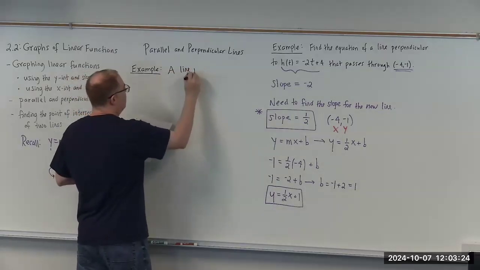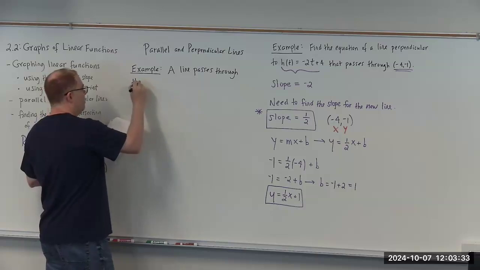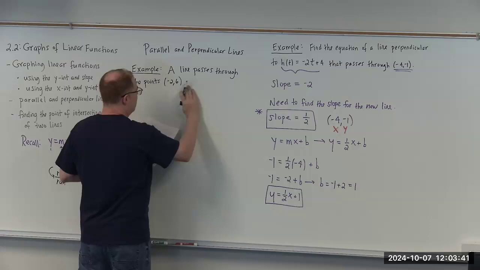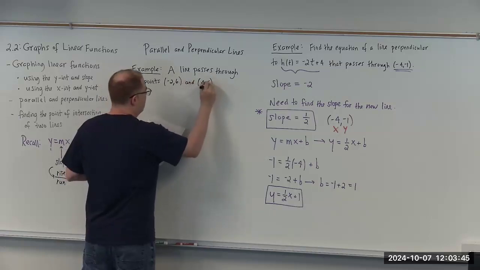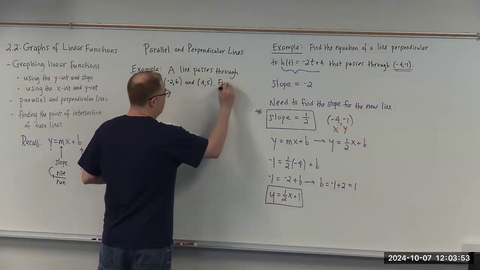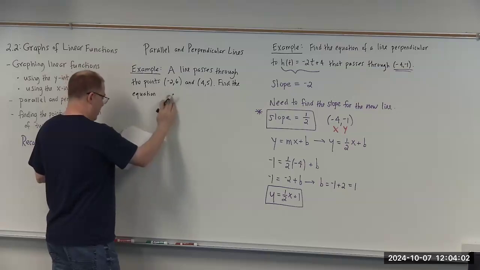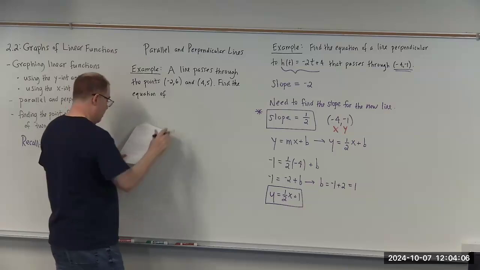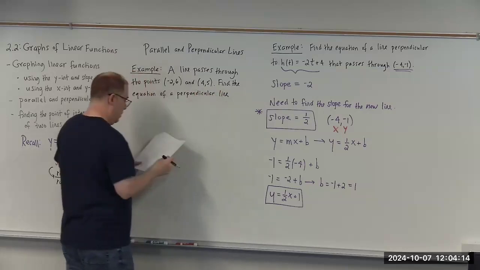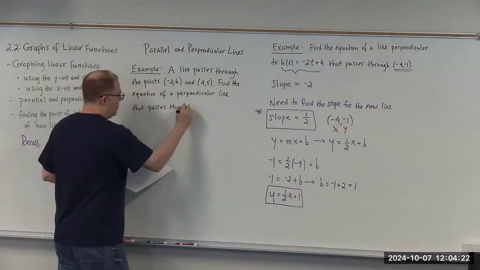So let's say a line passes through these points. Okay, so we have a line that passes through those two coordinates, and we want to find the equation of a perpendicular line that passes through this point.